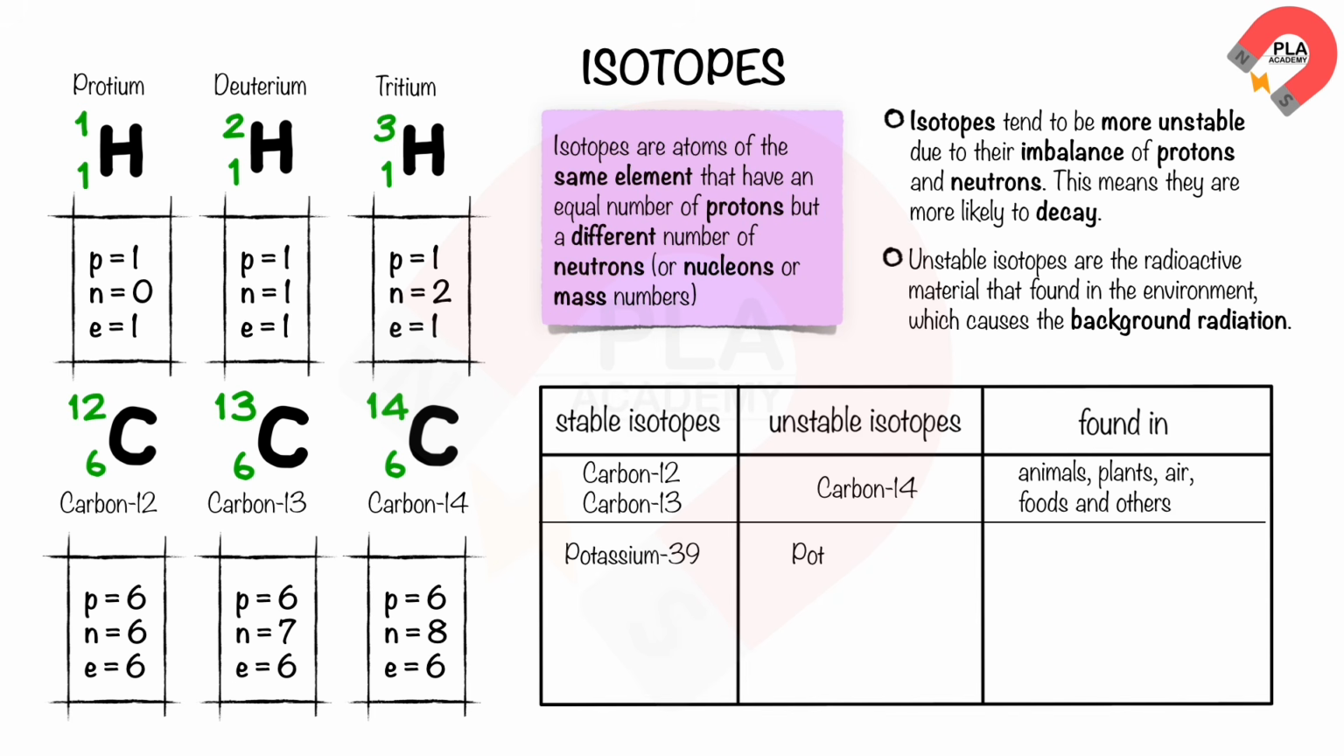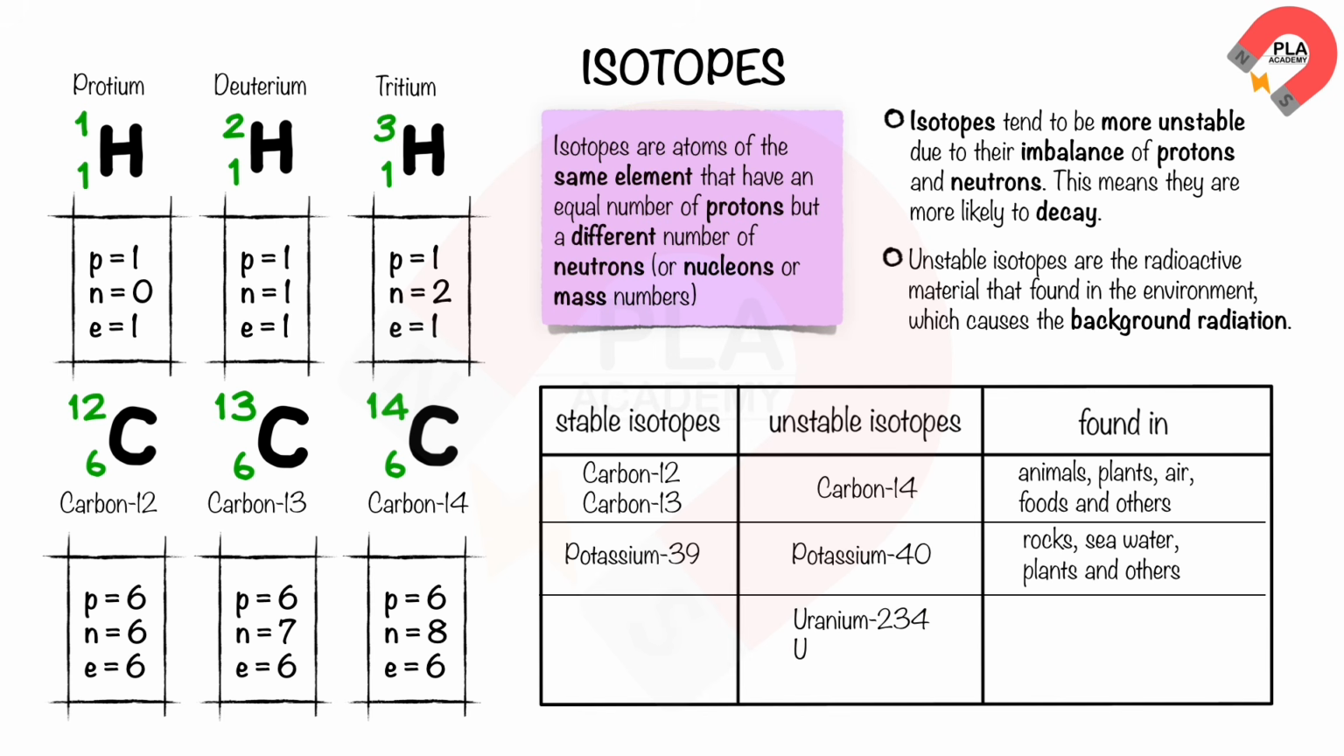Potassium-39 is a stable isotope and potassium-40 is an unstable isotope. Potassium-40 is found in rocks, sea water, plants and others. Uranium-234, uranium-235, and uranium-238 are unstable isotopes. They are found in rocks.